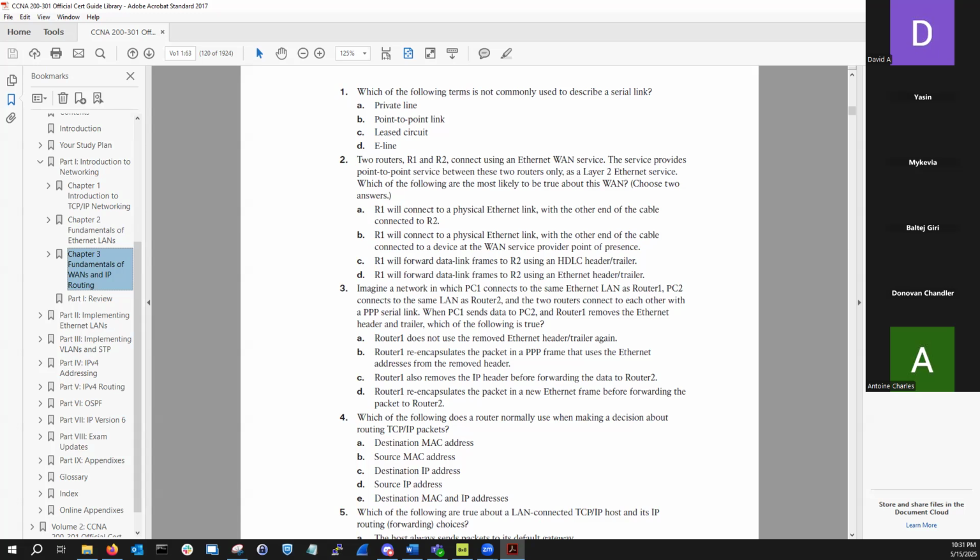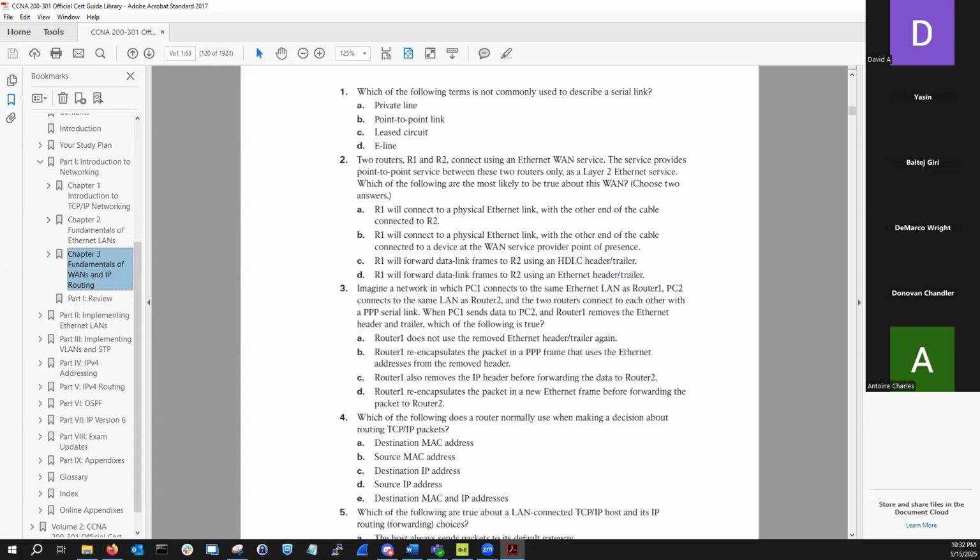Okay. DeMarco. Yeah, I'm gonna go with A and B because it's just describing a point-to-point connection between two routers. Final answer. Let me look at it again, but I believe I'm gonna go with A and B because it's not asking about forwarding any data link frames, so I'm gonna eliminate C and D. Final answer, A and B. Antoine, A and B. Okay. That is incorrect.